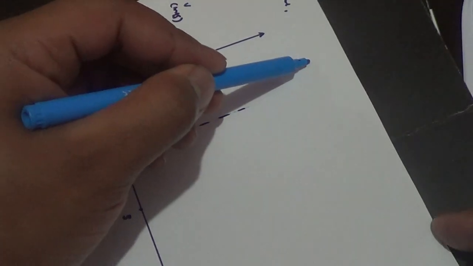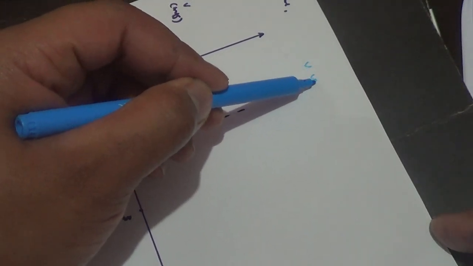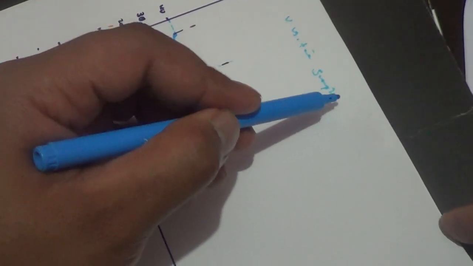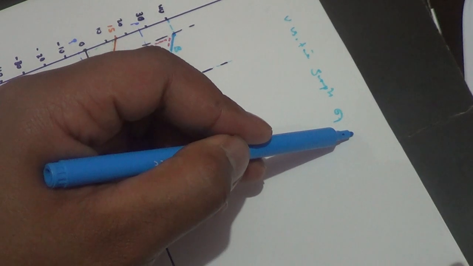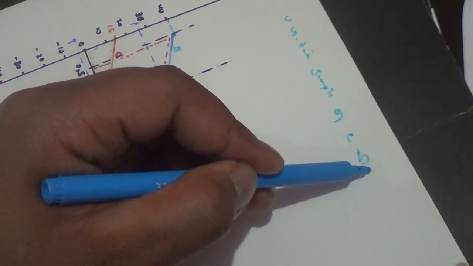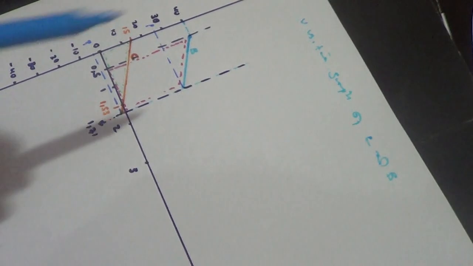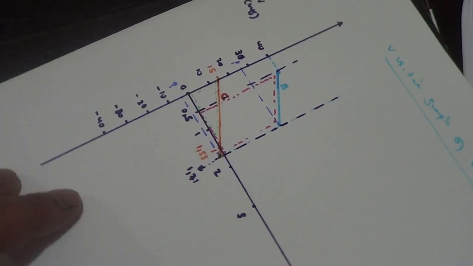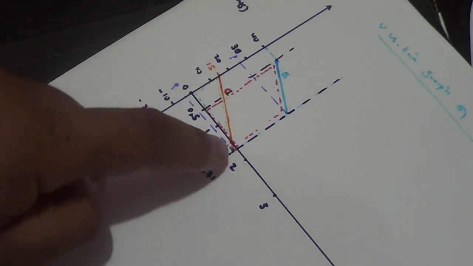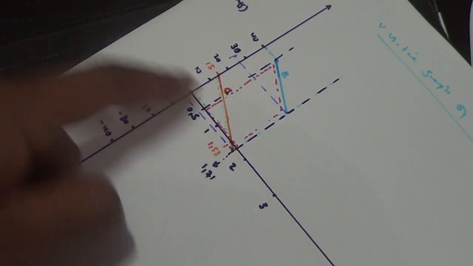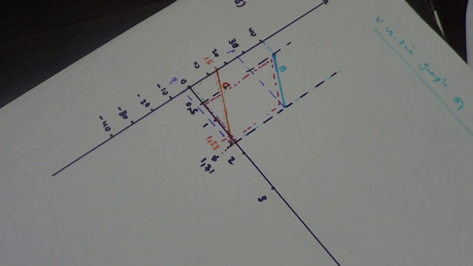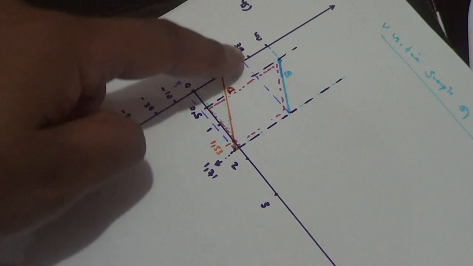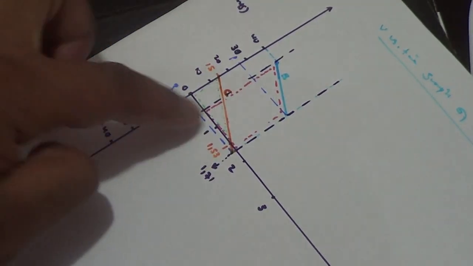So you can just label it here and say velocity versus time graphs of C and B, or B and C. You label it. Then of course you can see that this one starts from zero all the way to that distance, which we don't know, but I mean it's a sketch, so do we really have to care? Maybe we should. And then that one only forms a trapezium.